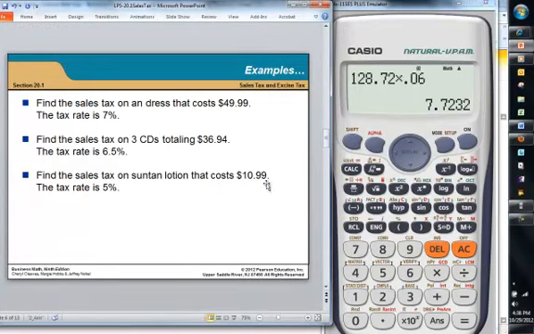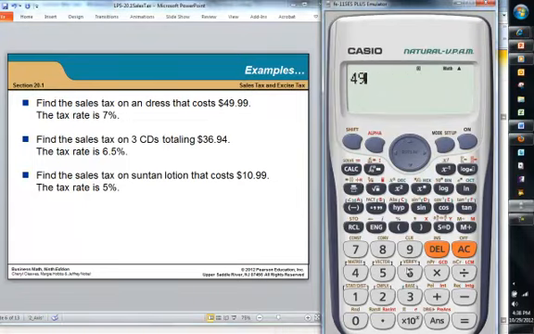All right, so for this next one, find the sales tax on a dress that costs $49.99. And then times 0.07. Now, if this was Minnesota, you wouldn't have to pay sales tax on it. But in Wisconsin, we do, so that'd be $3.50. Find the sales tax on 3 CDs totaling $36.94. And the sales tax rate is 6.5%. It's 0.065. And we get $2.40.